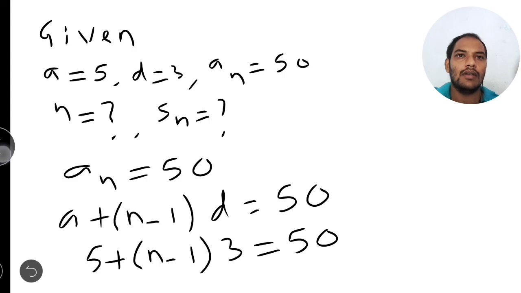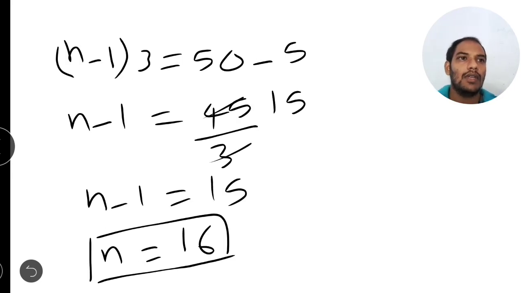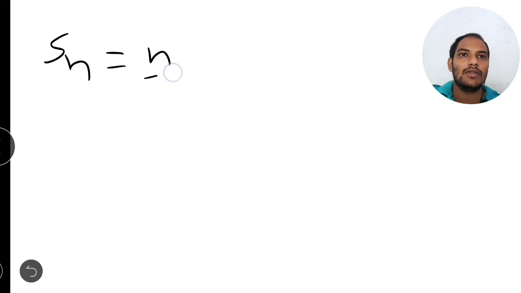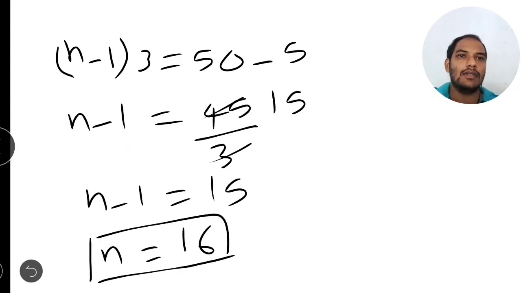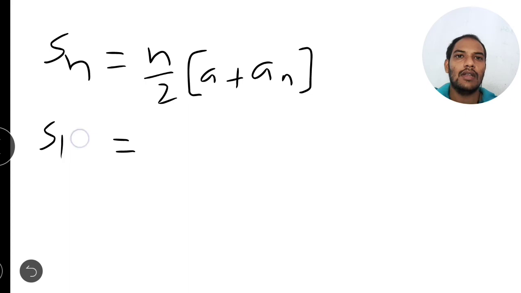So Sn equals, here we have two formulas. Which formula is suitable here? Actually the last term is there. Yes, 50 is the last term, because the last term is also denoted by an. So then I am using n by 2 of a plus an. The n value we already found, that is 16. So then substitute the n value 16.